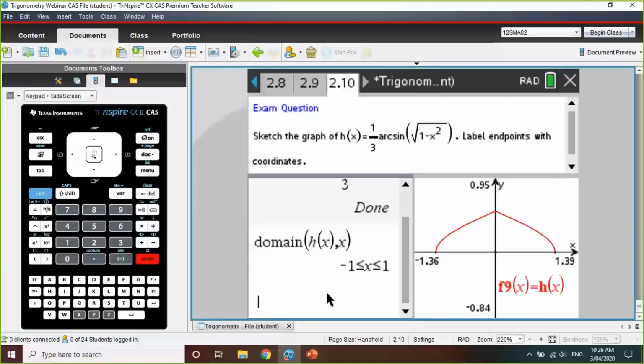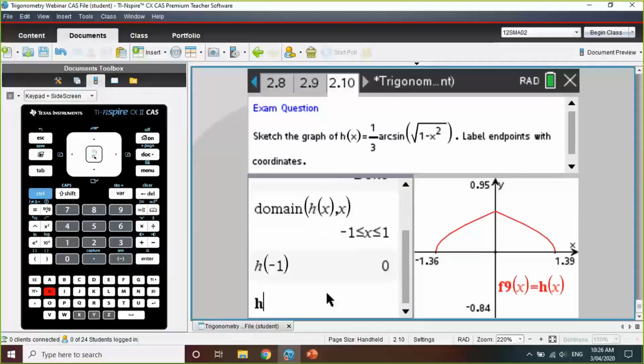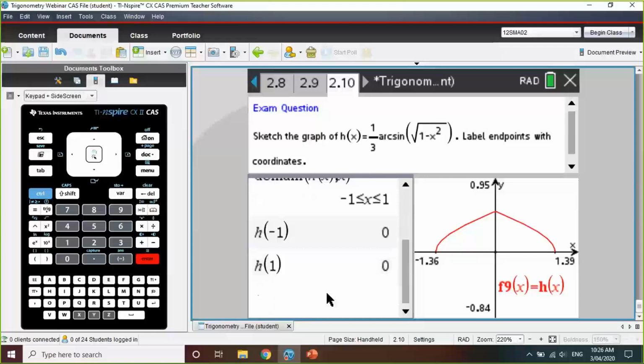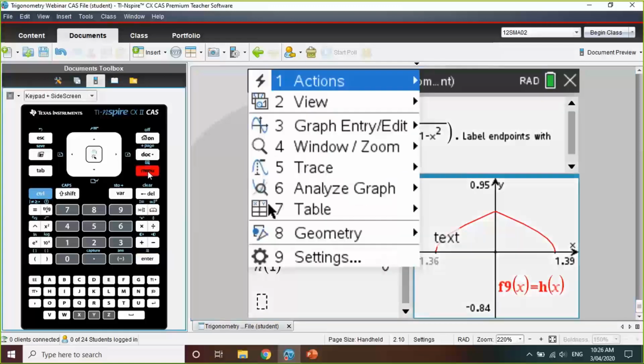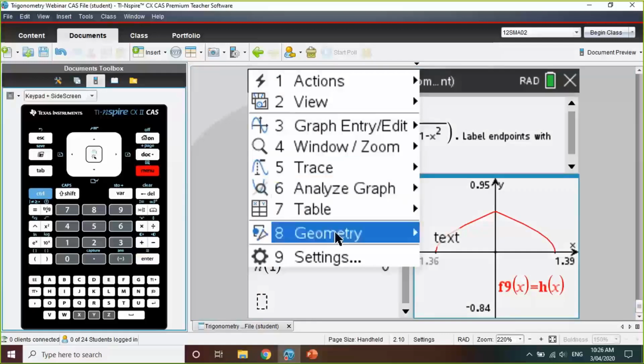So I could say h of -1 is 0, and h of 1 is 0, just like before when finding the domain range. So I can solve my endpoints, and I know my coordinates will be at -1 and 0. That's algebraically. If you want to work solely in the graphs page, another way you could do this is to go menu, and I'm going to go to geometry because I'm going to put a point on my graph.